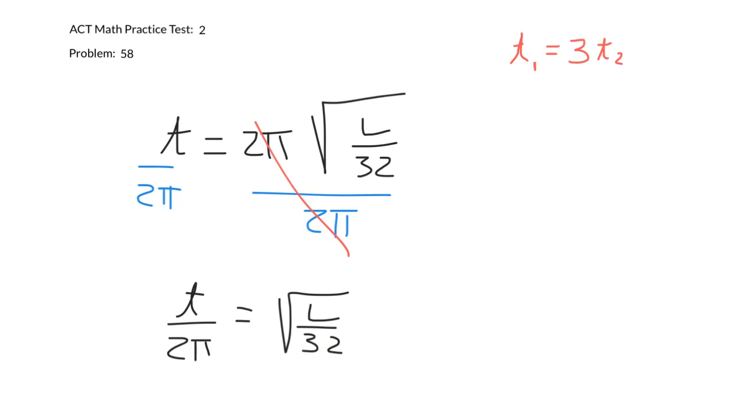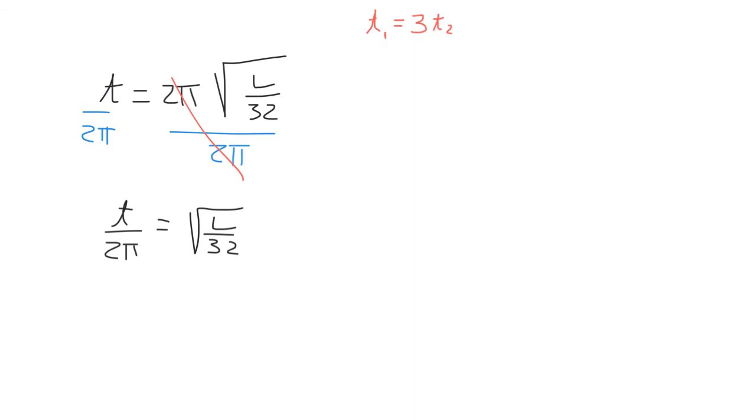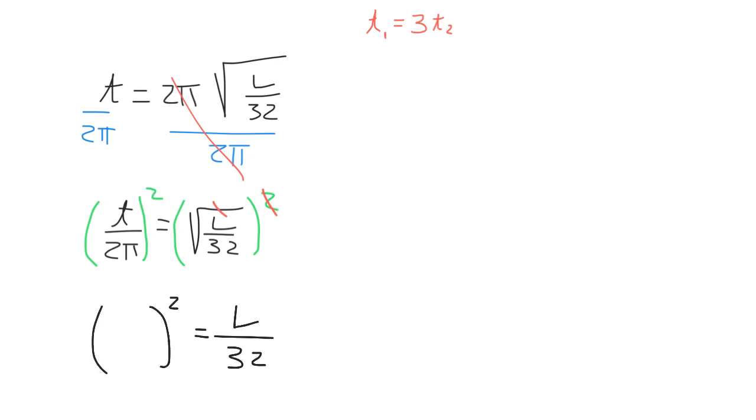And then we have this scenario. We still want to solve for L, so we have to get rid of the square root symbol now. And the way to do that is to square both sides. So we're going to now square this side and this side. And as a result of that, the exponent of 2 cancels the square root symbol, not what's underneath, but just the square root symbol itself. And that results in L over 32 equals T over 2 pi, squared.